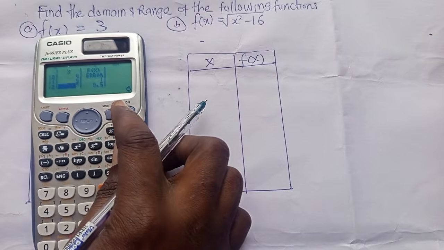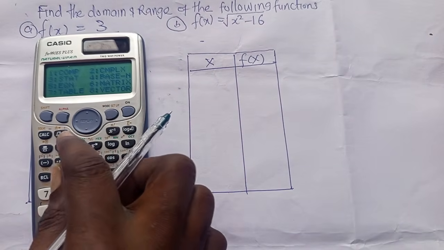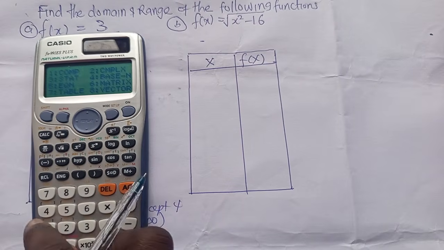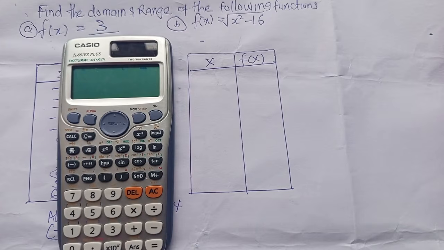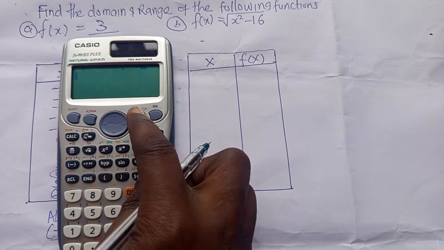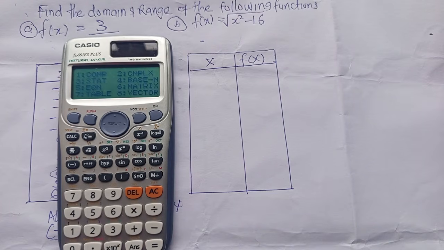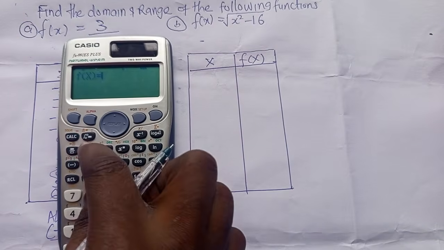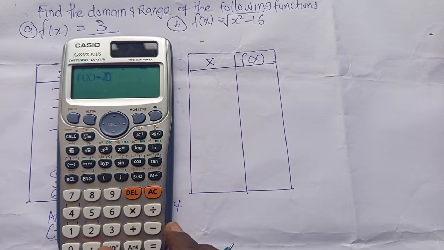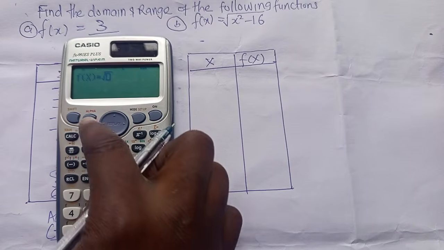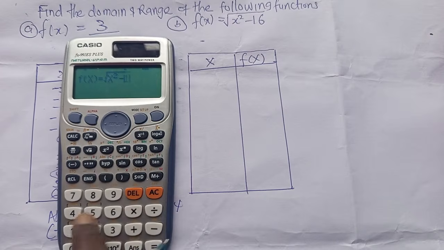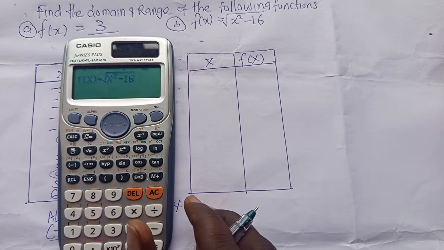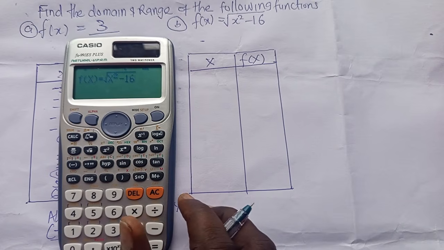Now, let's take it back. Press your mode, then press number 1, so you take it back again. Press mode again, then press number 7. Then you input your value, which is the square root of alpha, close bracket, x squared minus 16. You have input your value.